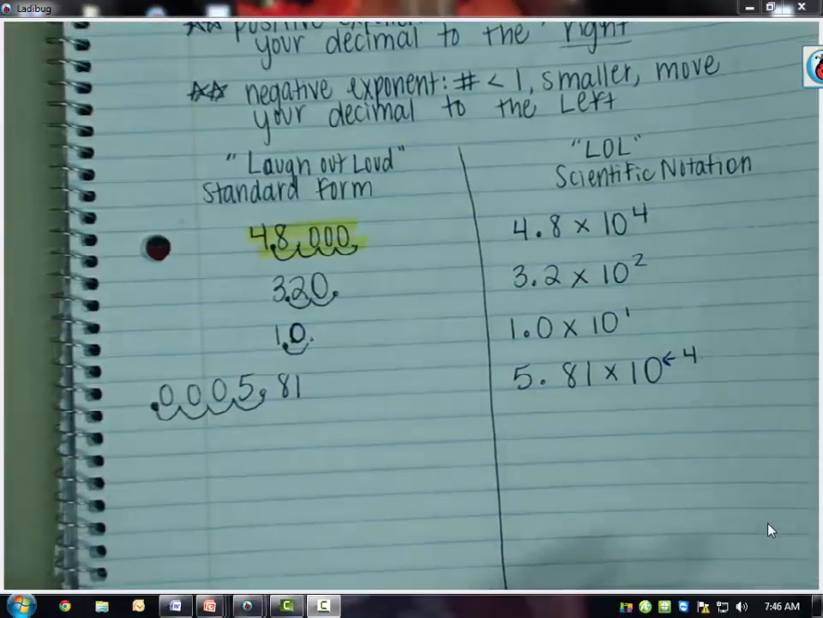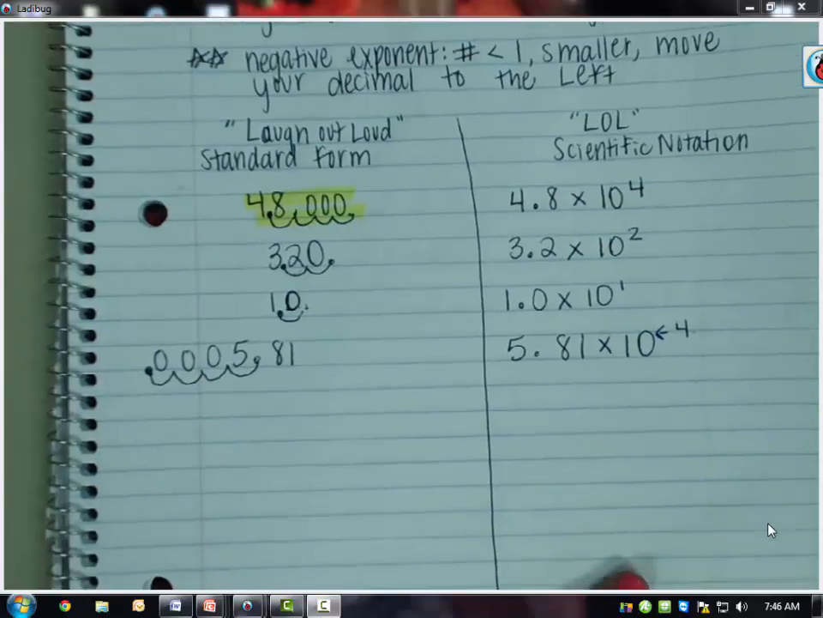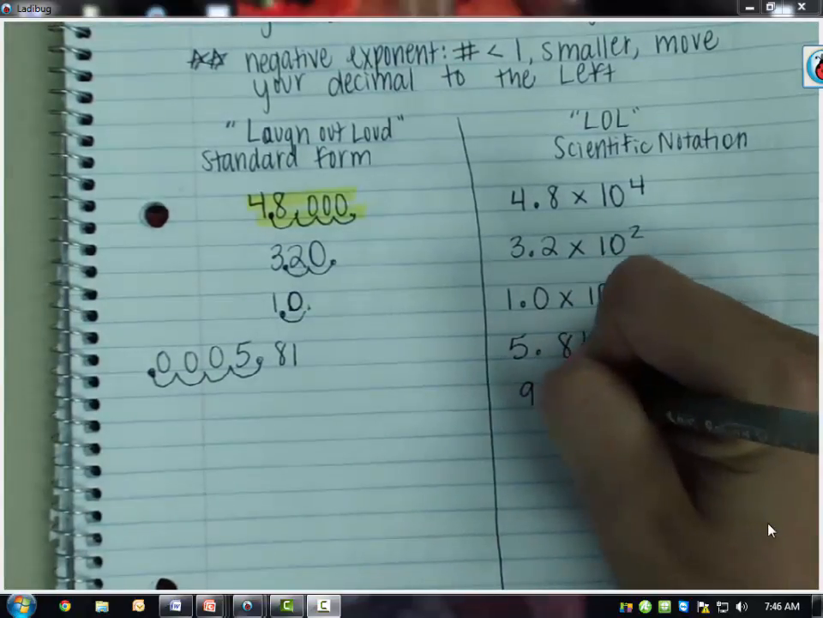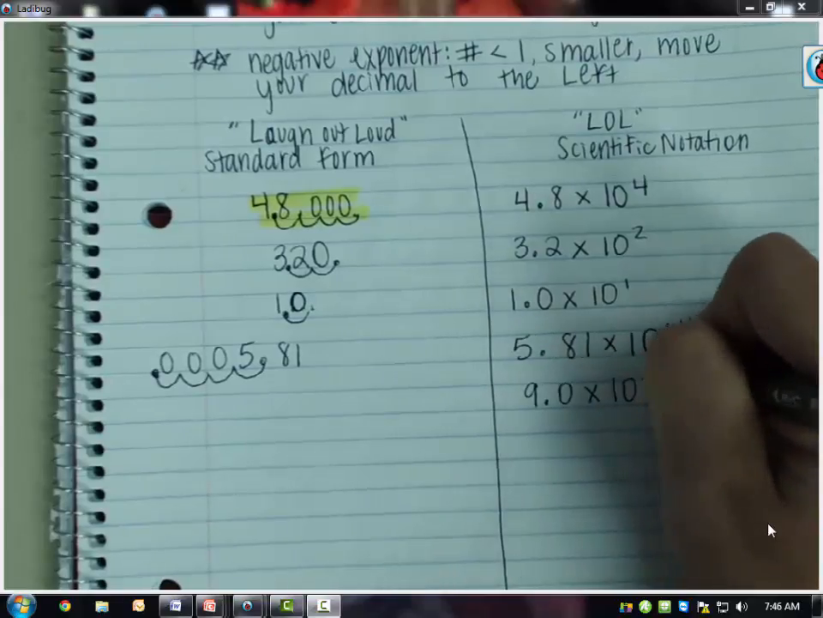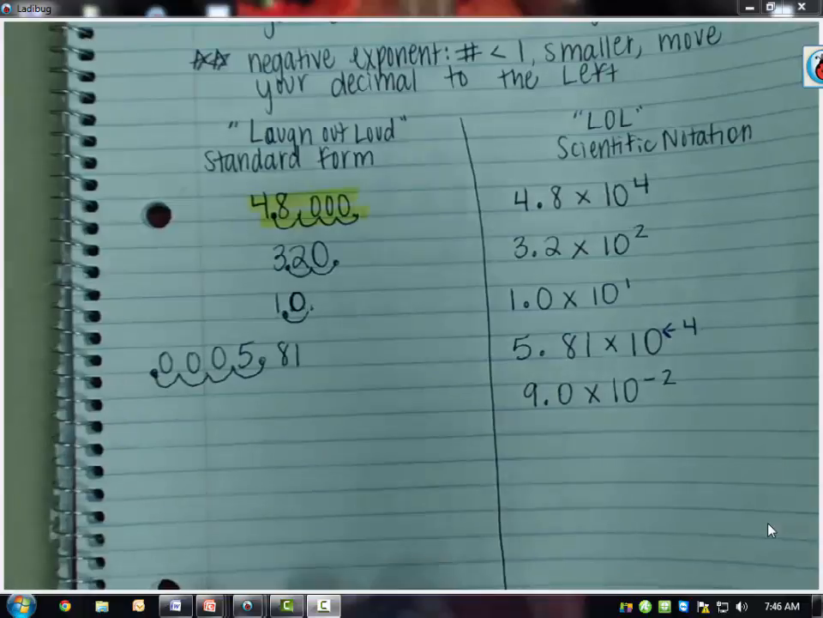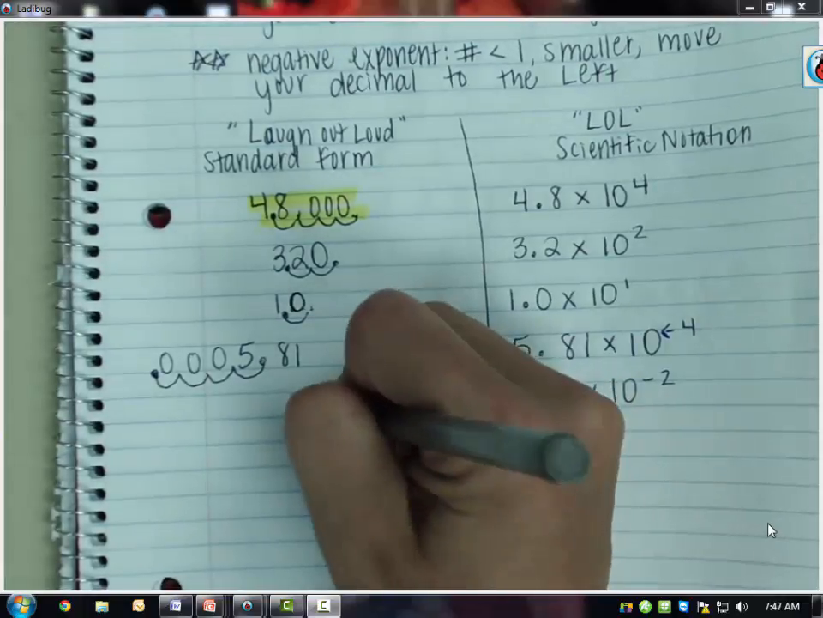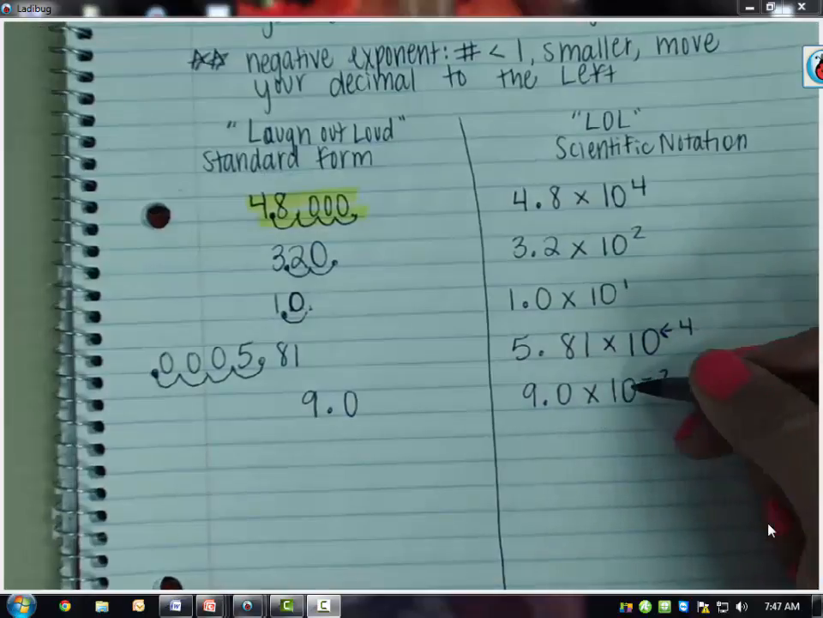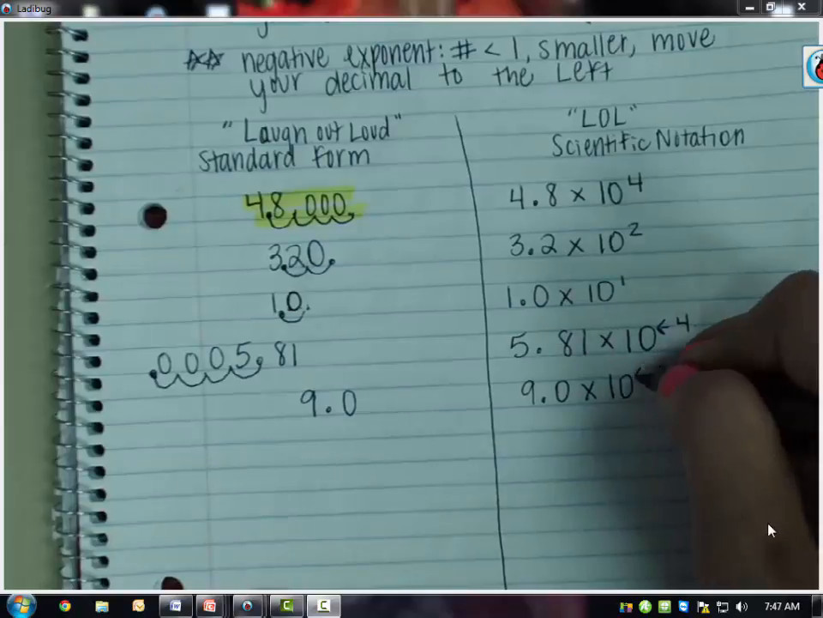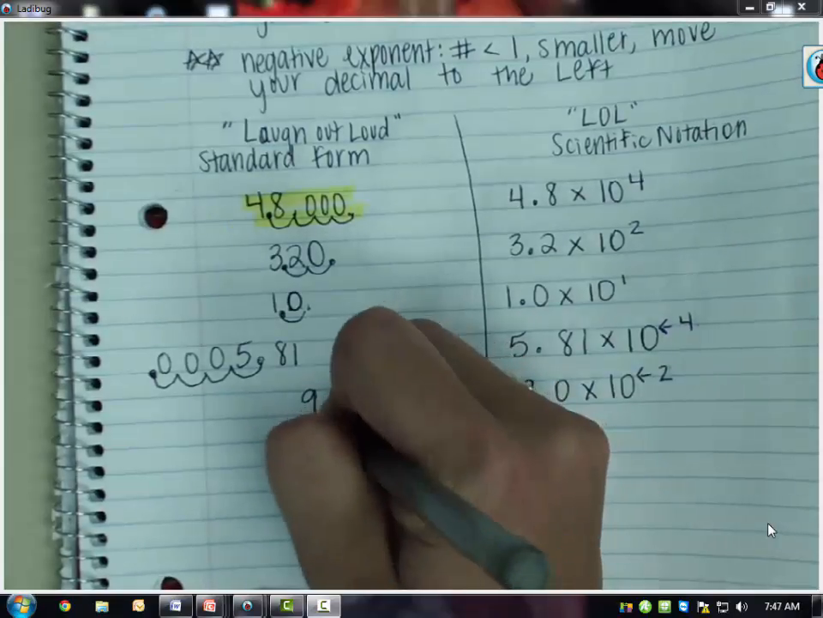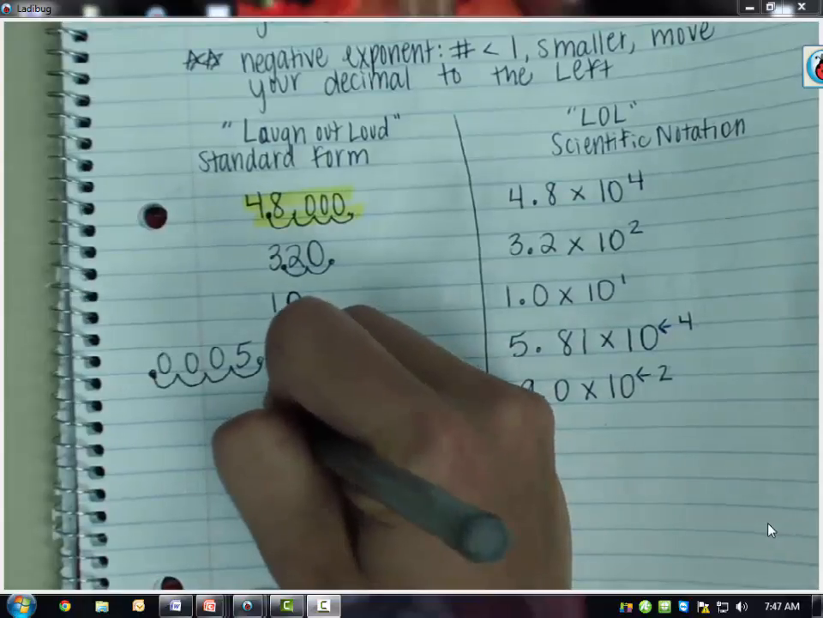Okay, another one. We gave you 9 times 10 to the negative second. Try that. You should have rewritten your 9 wholes. We know that our decimal place is going to move to the left because if we move it to the right, it's going to run into our wall exponent. So it's going to move to the left. How many places? 2 places. 1, 2. So your answer is 9/100.